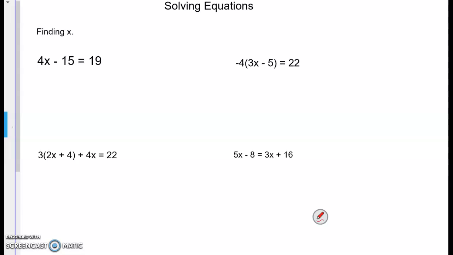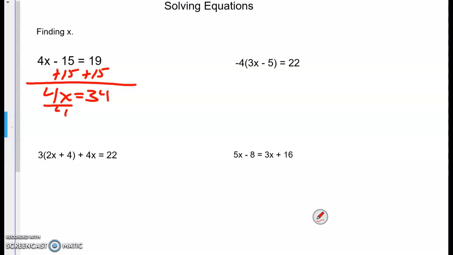When solving equations, we want to get the x on one side, all the numbers on the other, and then we finish with the division or multiplication step. So in this case, we're adding 15 to both sides. I'm getting 4x equals 34.